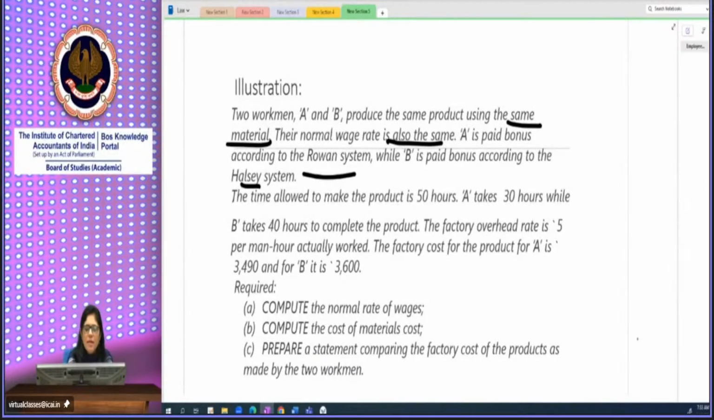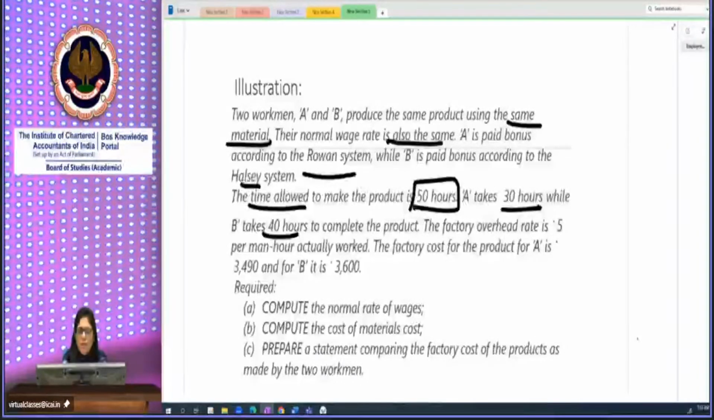The time allowed, the standard time, is 50 hours. A takes 30 hours and B takes 40 hours. The factory overhead rate is 5 per hour actually worked. The factory cost they have also given. Compute the normal rate of wages. The normal wage rate is the same, but they have not given the rate of wages. So see, they have given the total factory cost. That means it's a question of a missing figure.